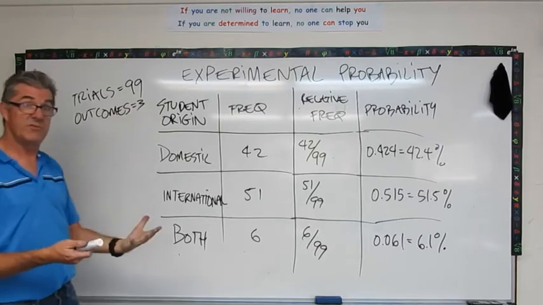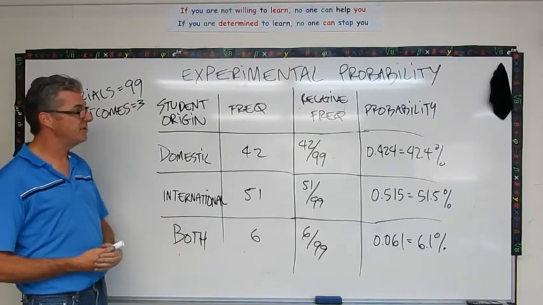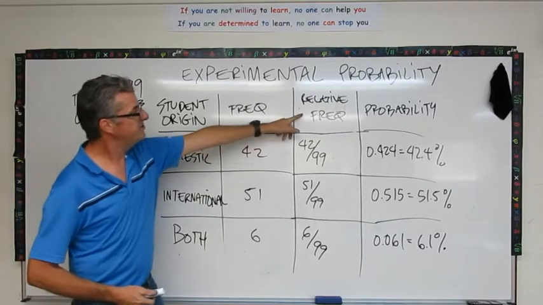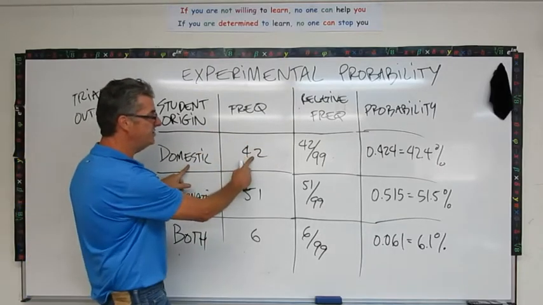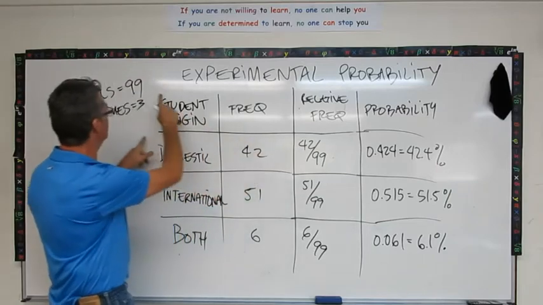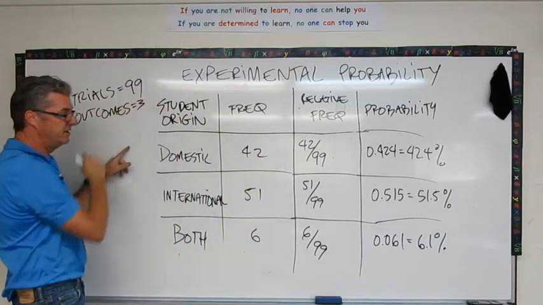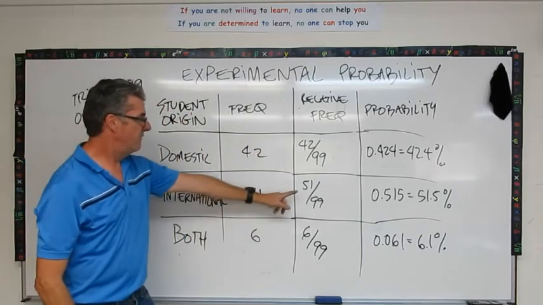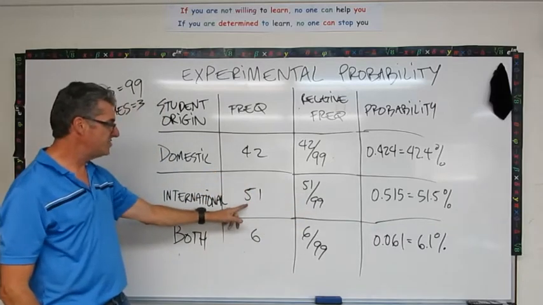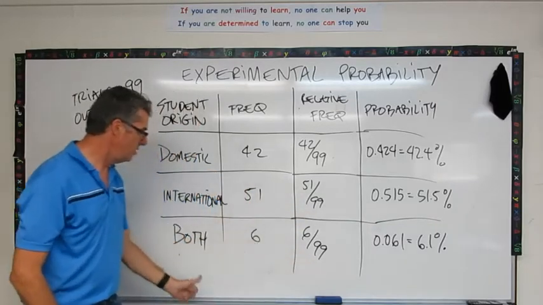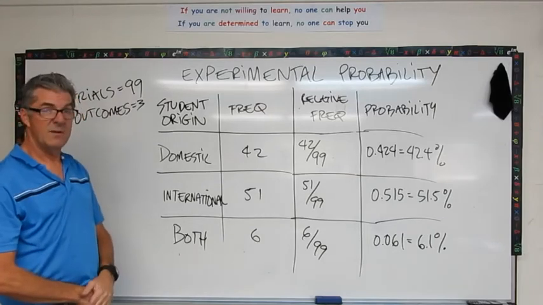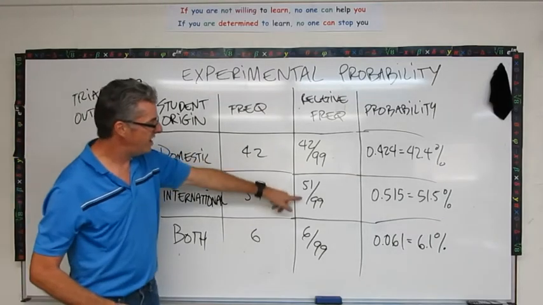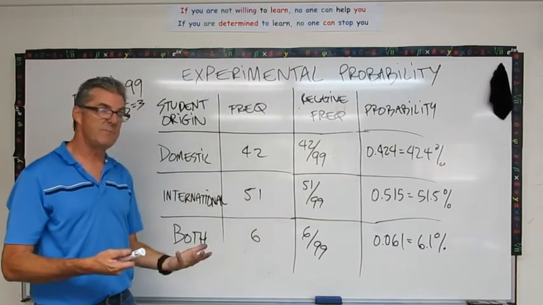Okay, so let's move through those vocabulary terms and do a little bit of calculation. What's the relative frequency of domestic students? It's going to be 42, the frequency, over the trials, which is 99. And we're going to get the same thing, 51 over 99 for international, and 6 over 99 for both. Okay? So now we can calculate our probability by taking these fractions and turning them into decimals and percentages.